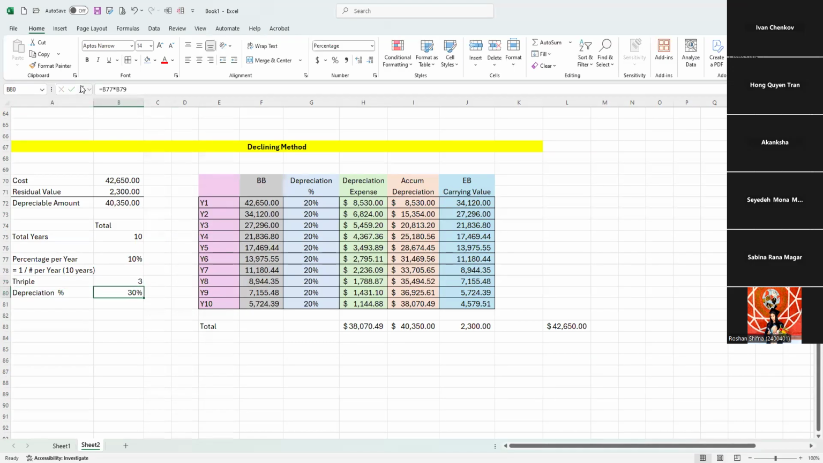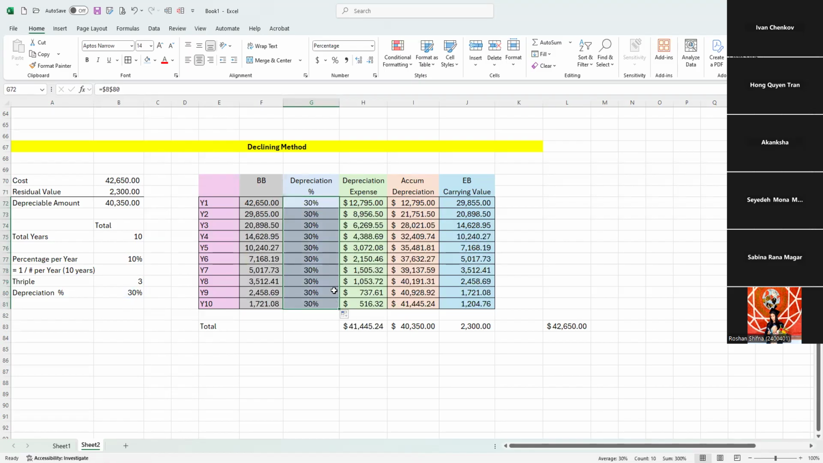Now we're going to have 30%. What's going to change? Here, the percentage is going to change. That's going to be equal now to this amount. And let's lock this cell, F4, and we're going to drag it down.